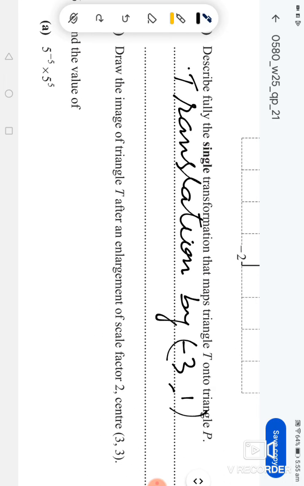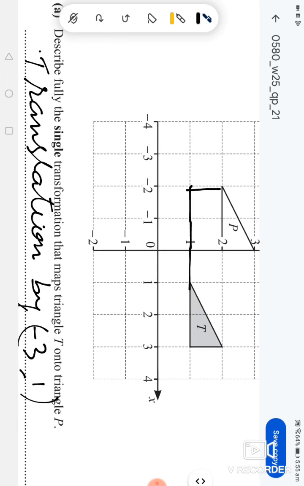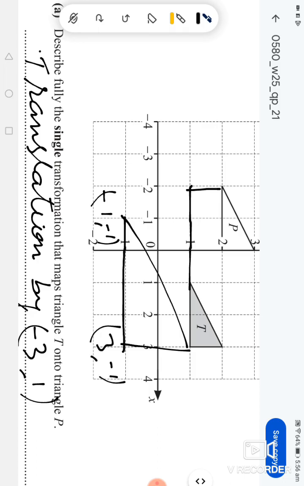Draw the image of triangle T after the enlargement of scale factor 2 with center 3 and 3. So scale factor 2, so that is 1, 2, 3, 4. So minus 1, 3 and minus 1, and 3 and 1.